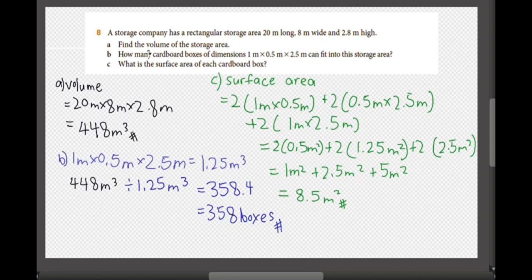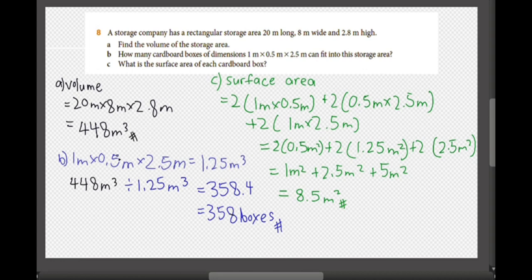Okay, moving on to question B. It asks how many cardboard boxes of dimensions 1 meter times 0.5 meters times 2.5 meters can fit into the storage area. So to find the volume of one cardboard box, we take 1 meter times 0.5 meters times 2.5 meters, which we will get 1.25 meters cube. So now we know that one cardboard box volume is 1.25 meters cube.